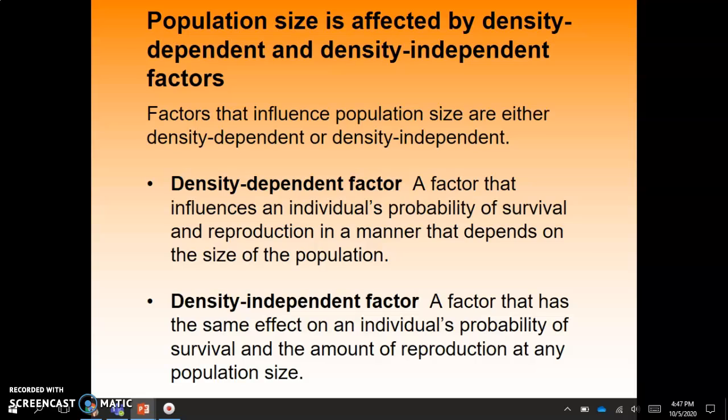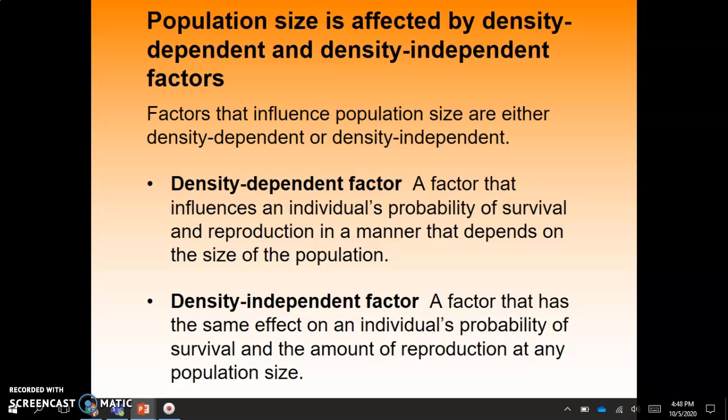So a density dependent factor, if we think about what it means to be dependent on something, it means that this factor is going to be more or less detrimental depending on how many organisms are in the population. So the density is just how many organisms are a part of the population. Density dependent factors influence an individual's probability of survival and reproduction in a manner that depends on the size of the population.